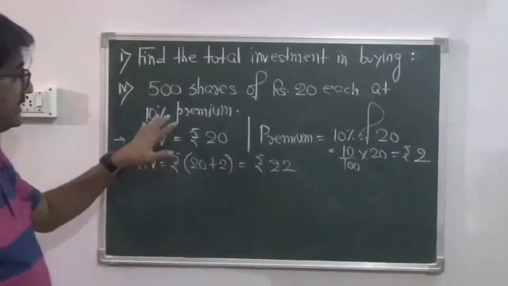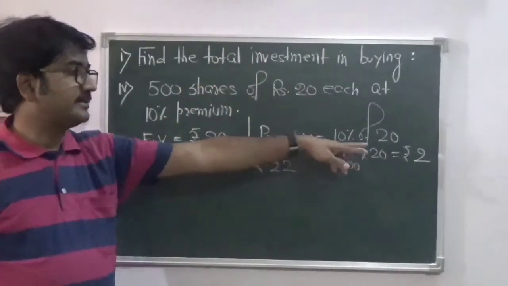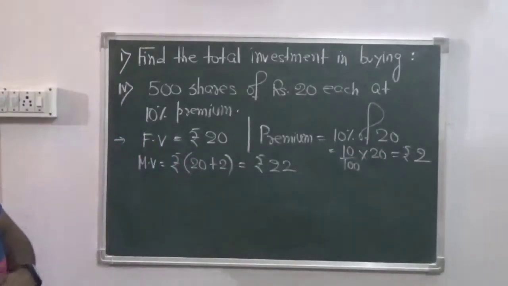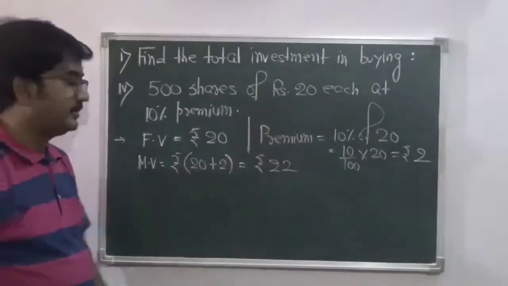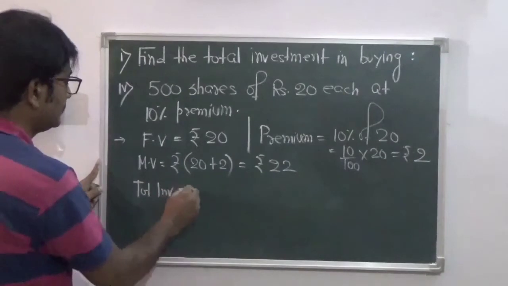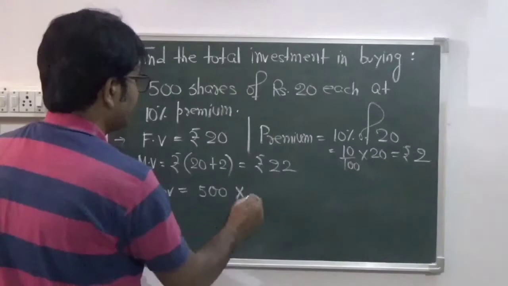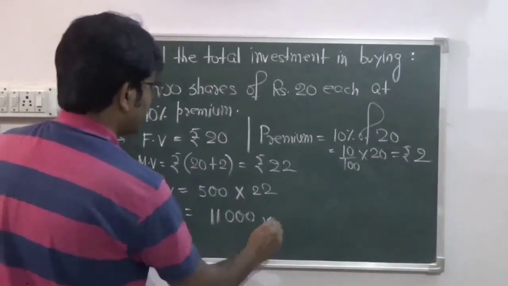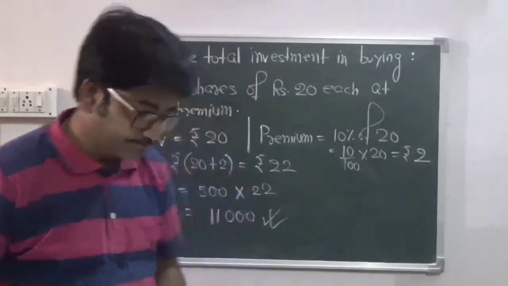What is happening here is that the premium is given as a percentage of the face value, that is 10% of 20 coming to rupees 2, and the market value is 20 plus 2, that is 22. Now total investment: number of shares 500 and the market value is 22. So it is 11,000 is the total investment in this case.